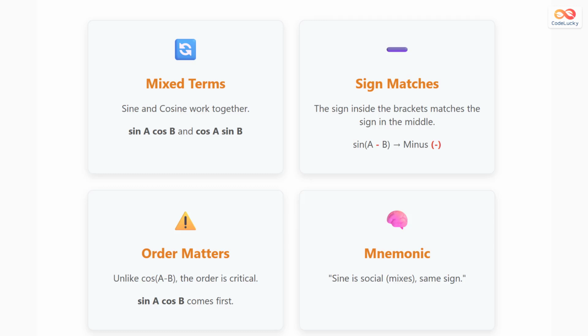Let's break down the characteristics to make it easier to remember. First, notice the mixed terms. Sine and cosine work together in pairs. Second, look at the sign. The minus sign inside the brackets corresponds to a minus sign in the expansion. And finally, remember that for sine, the order matters. The term sine A cosine B must come first.